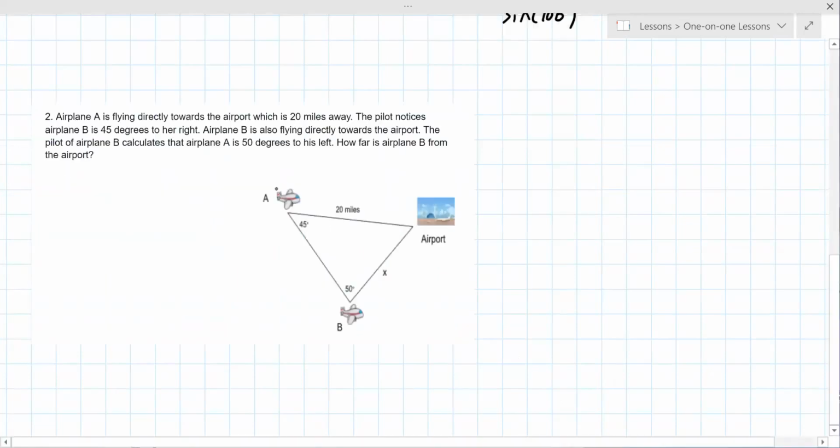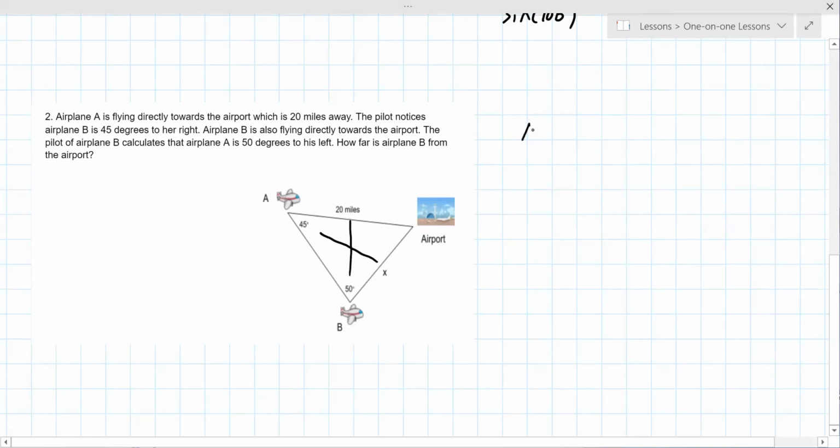Airplane A is flying towards the airport, which is 20 miles away. The pilot notices airplane B is 45 degrees to her right. Airplane B is also flying directly towards the airport. How far is plane B from the airport? So we got to find X. So X is across from 45. 50 degrees is across from 20.